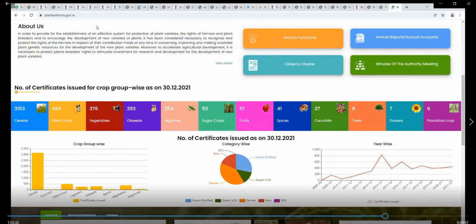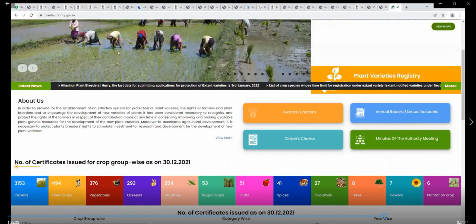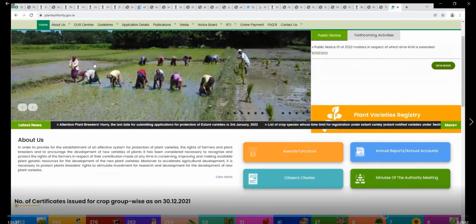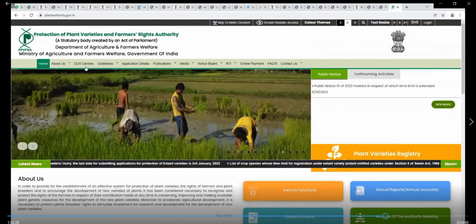So this is the Protection of Plant Varieties and Farmers' Rights Authority. This is the website where we go to register our plant variety.